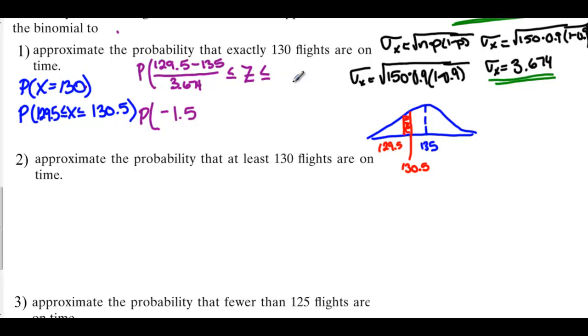All right, and then for our second z-score, we're just going to do the same thing, but instead of the 129.5, we're going to do 130.5. So 130.5 minus the 135, all over 3.674.